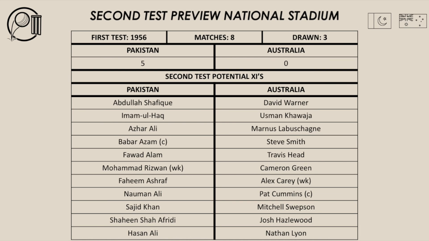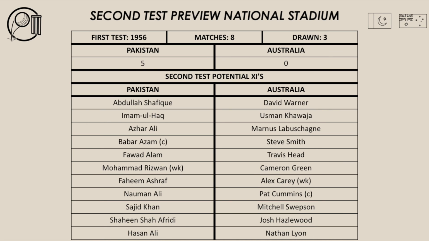The first test match played between Pakistan and Australia at the National Stadium in Karachi was back in 1956. They've played 8 matches. 3 of them have been draws. Pakistan have won 5. Australia have won none. So those are the stats between the two nations at the National Stadium in Karachi. Let's have a look at the potential 11s for both teams for the second test.